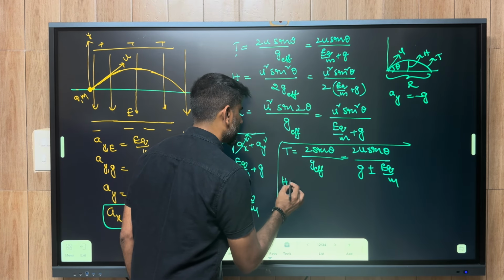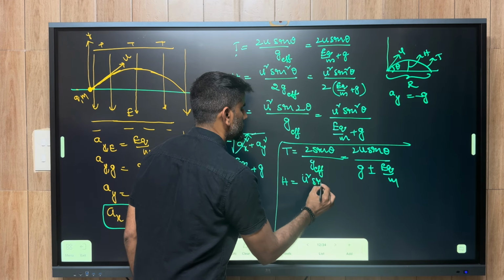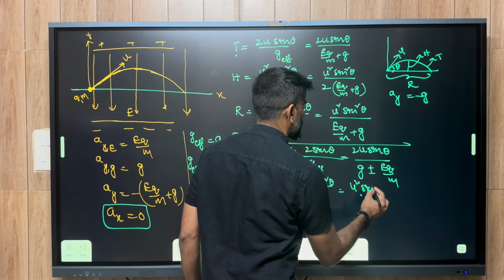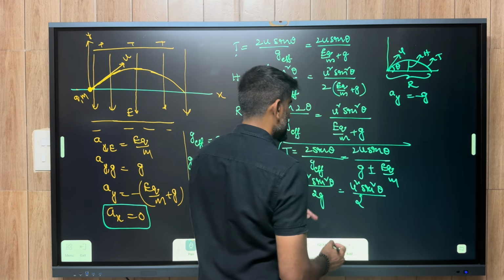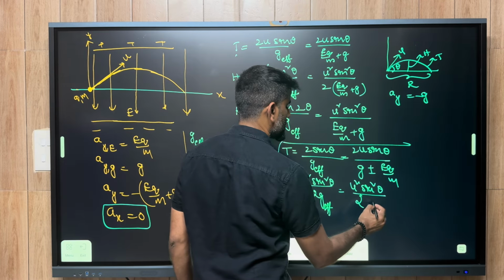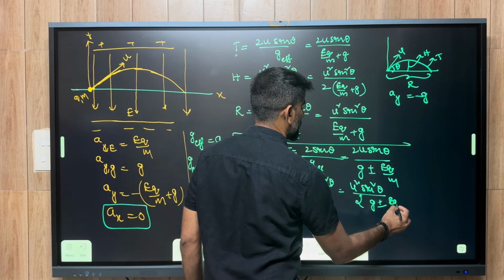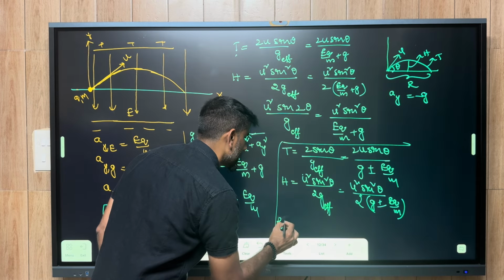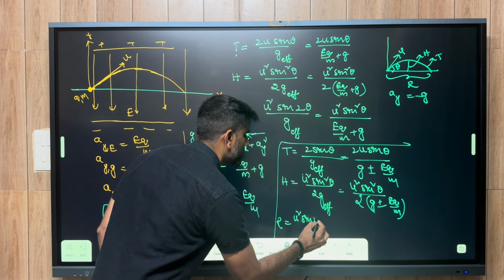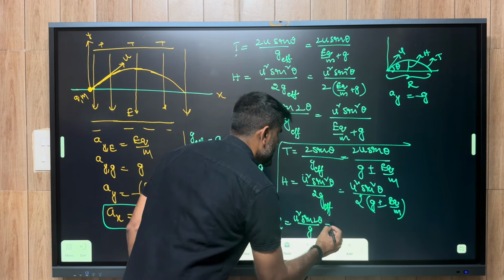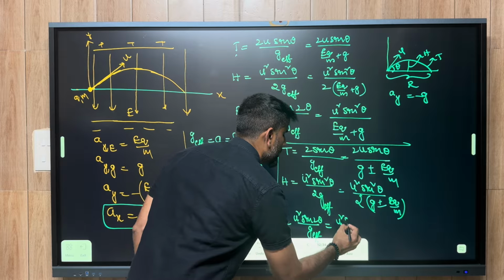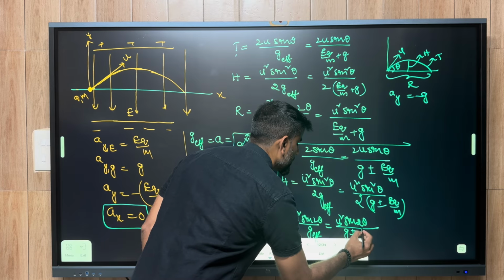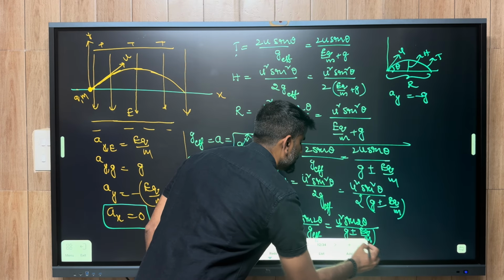And similarly, maximum height, which is u square sin square theta by 2g, becomes u square sin square theta by 2 into g effective, where g effective is g plus or minus Eq by m. Similarly, range is u square sin 2 theta by g, which in terms of g effective is u square sin 2 theta by g effective, where g effective is g plus or minus Eq by m.